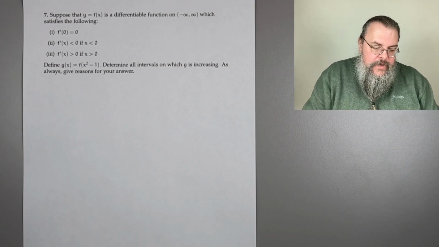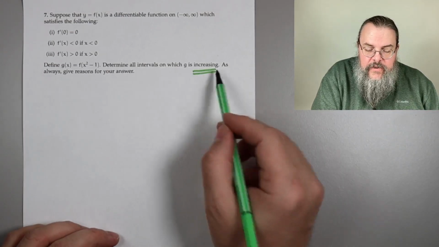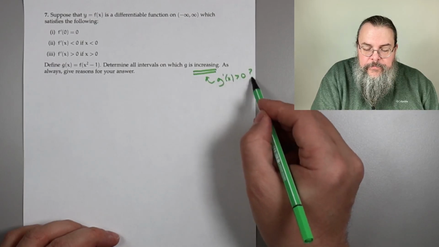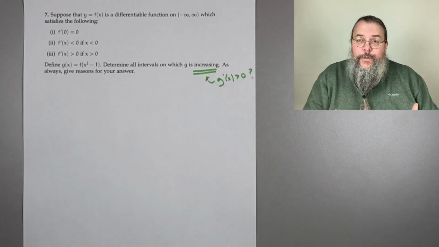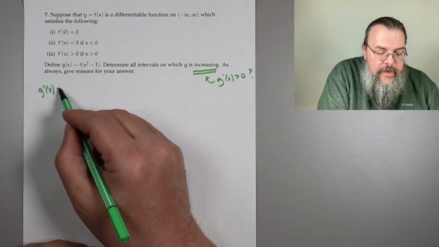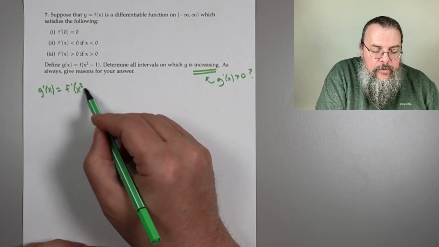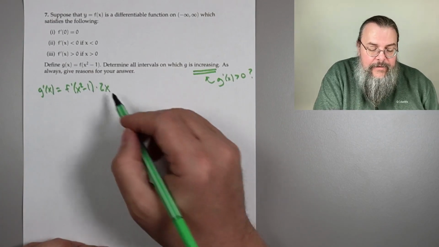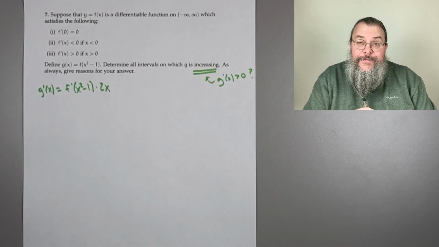So what do we have? Well, let's start by saying what's g prime of x, right? Because we're after intervals where it's increasing, so that's the same as saying when is g prime of x greater than 0? Okay, so that was our first observation, is how do we translate this requirement? So g prime of x, well, that is chain rule: f prime of x squared minus 1 times the derivative of the inside, which is 2x. All right, well, now things get interesting.